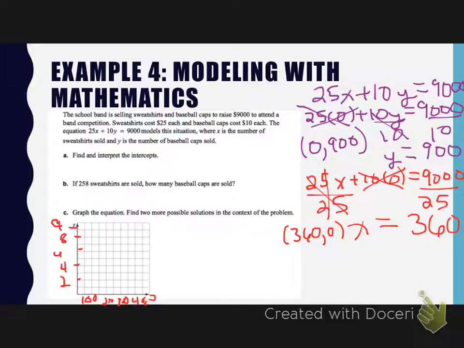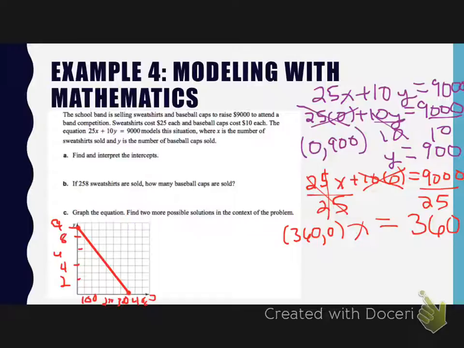I decided to make the bottom squares worth 50 each. So to go 360, 0, we're going to go over 360, which will be just past the square in between 300 and 400. And then I decided to make the ones on the y-axis each worth 100. So we've got 0, so we go over 0, but up to 900, so the point would be right there. And then we go ahead and draw the line that connects those 2 points. And then there's your answer.